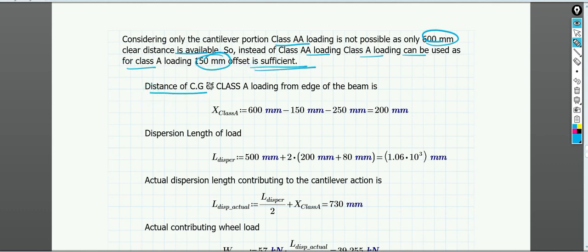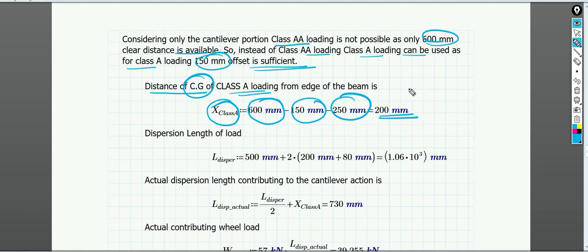Okay, the distance of the center of gravity for the class A loading for our case, that is the center of distance, we can calculate. So at which distance this particular loading is acting, which is 600 mm minus 150 minus 250, that means 200 mm. At a distance of 200 mm the center of this particular loading is acting.